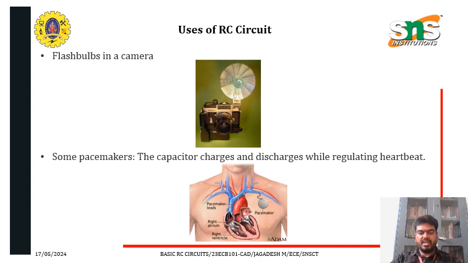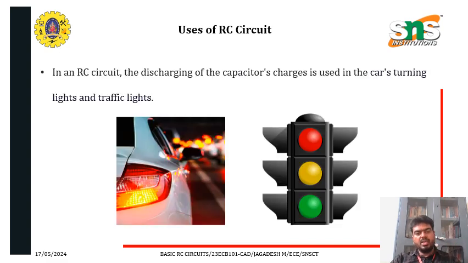And some pacemakers, which we know sense the electric pulse to normalize the heartbeat of a person. The mechanism here is that the capacitor charges and discharges while regulating the heartbeat. That is one of the main applications of the RC circuit in the pacemaker. And one more is the charging and discharging of the capacitor in cars' turning lights and traffic lights. So these are all the applications of the RC circuit.